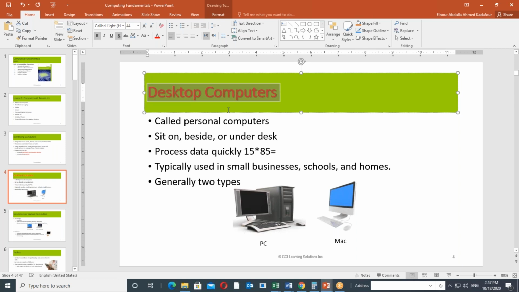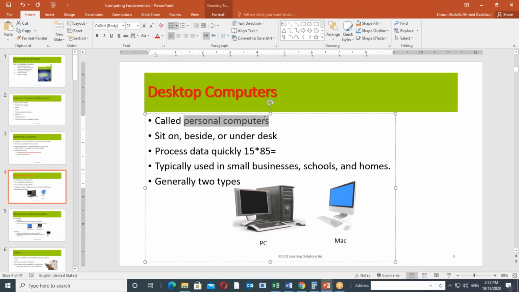Okay, so please remember these five points about desktop computers. First, they are called personal computers. This Mac is a personal computer, as well as this PC. Second, where to keep it? Wherever you want: on top of the desk, beside your desk, under the desk, up to you. One of the advantages of this computer is processing data quickly.